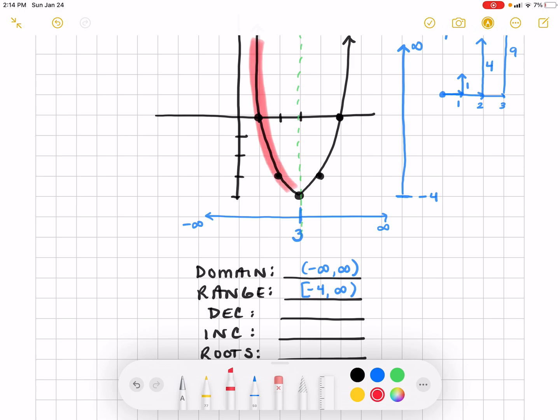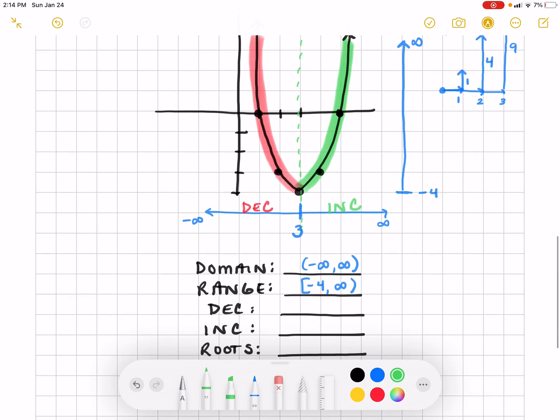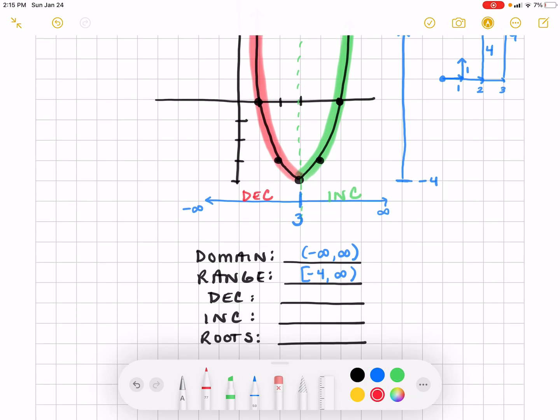And it is decreasing. So over here on the left side of the vertex, we would say the parabola decreases. Then it hits its lowest point and the parabola starts increasing. And so on the right side of the vertex, we would say that the parabola increases. So the decreasing interval is going to be from negative infinity to exactly 3. So from negative infinity to 3. But then the increasing interval is going to begin at 3 and go to infinity.